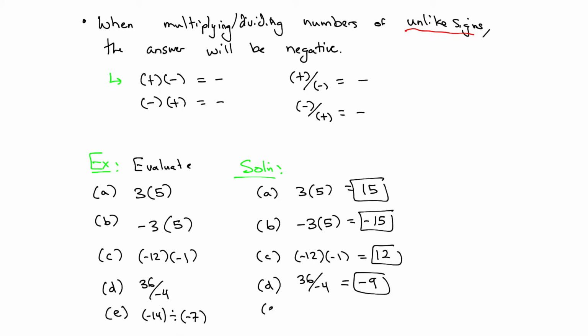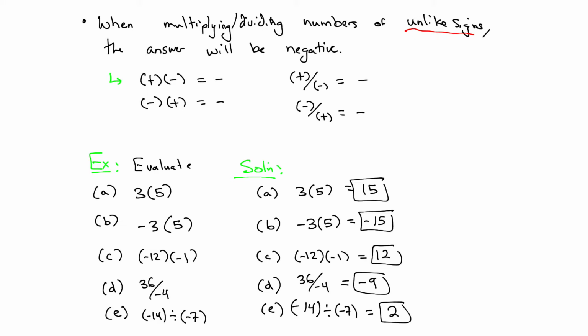Last but not least is E, negative 14. Ooh, I forgot the 1. Negative 14 divided by negative 7. Same signs. They're both negative. So we're in the first case from the previous page. Negative divided by negative is a positive. 14 divided by 7 is 2. So this becomes positive 2. All right. Any questions on that? All right. Excellent.